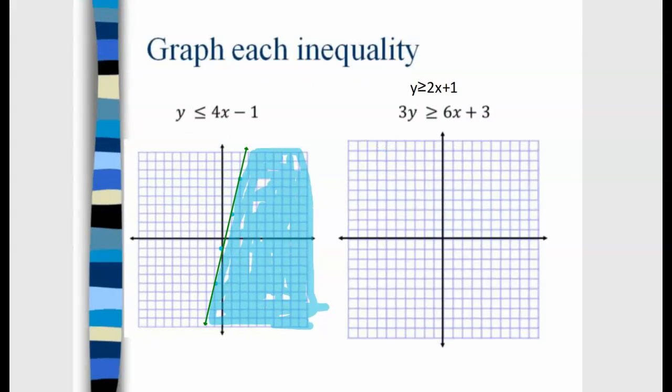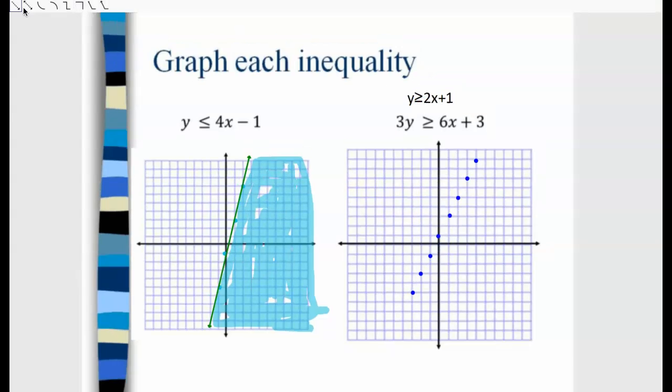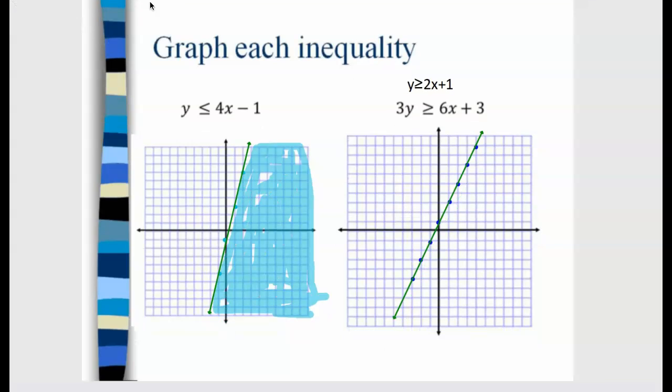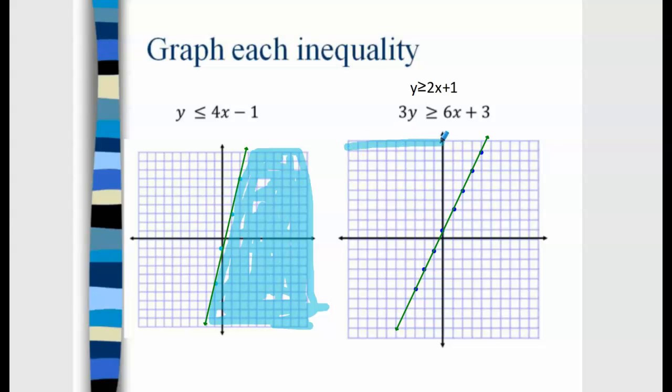So we plot our y-intercept at positive 1, go up 2 over 1. And then my line, once again, it's greater than and equal to. So the equal to tells me that my line is solid. And greater than tells me that we shade above.